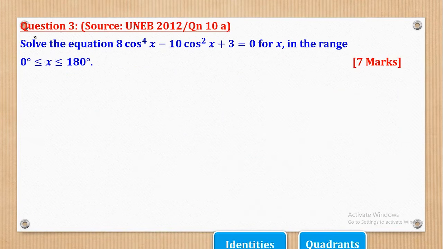Now we shall go to question 3, which came from UNEB 2012, paper 1, question 10a, and it says solve the equation, and this is the equation for x in the range of from 0 to 180 degrees.